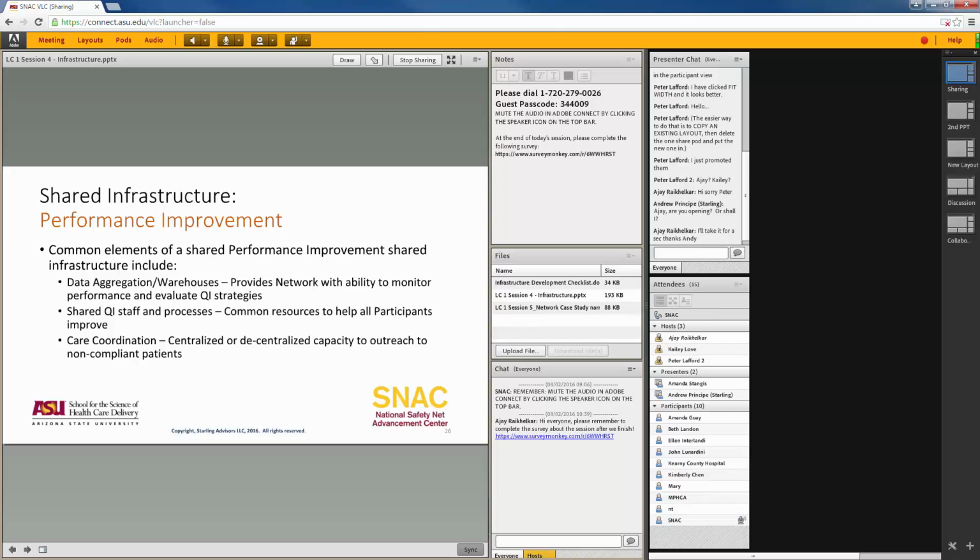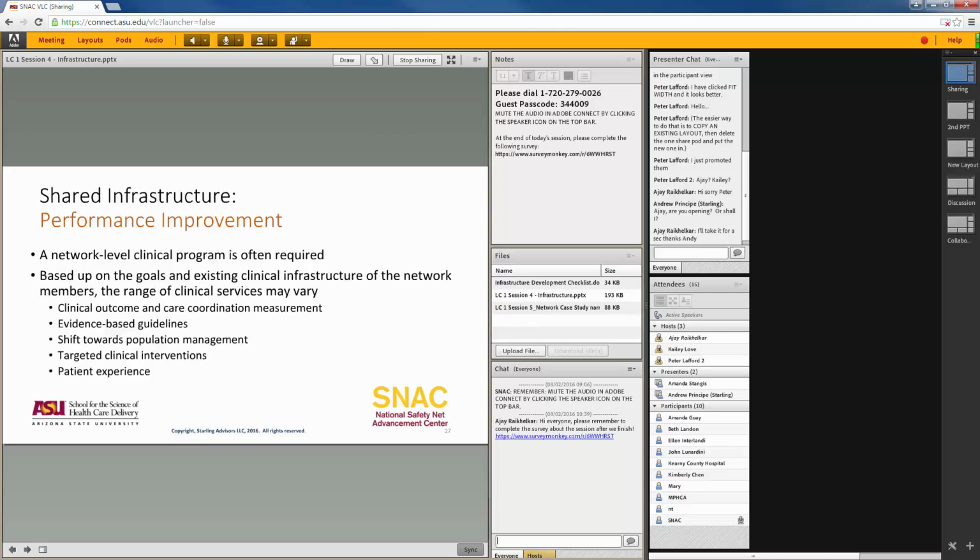Real quick, as we've talked about this quite a bit, common infrastructure elements for performance improvement include data aggregation or data warehouses and shared staff to essentially use that data information. May or may not include shared care coordination capability. A lot of times organizations prefer to decentralize that and make that a function that occurs at the organization level and not the network level, but the network still needs some capacity or capability to help support that locally.